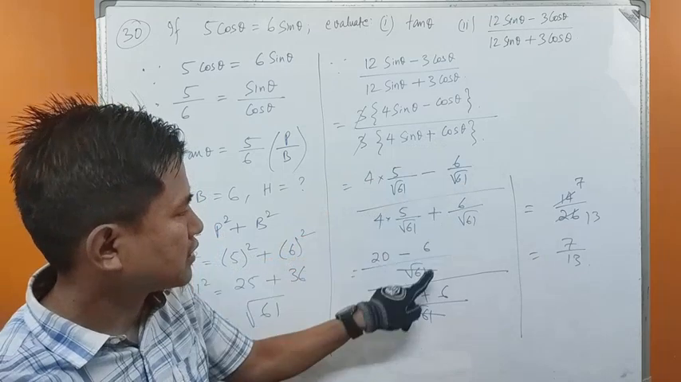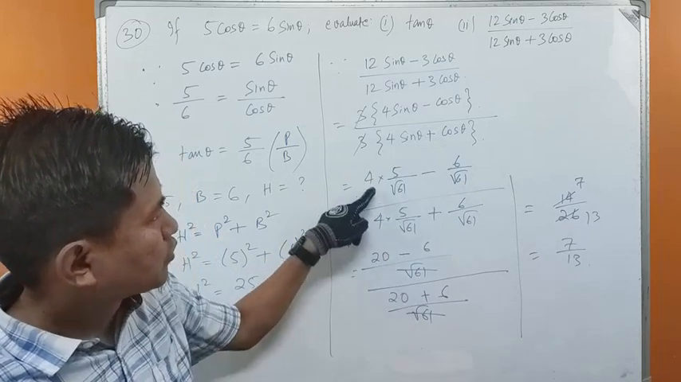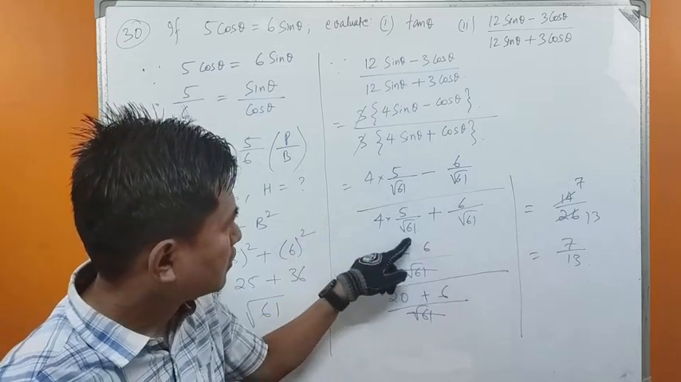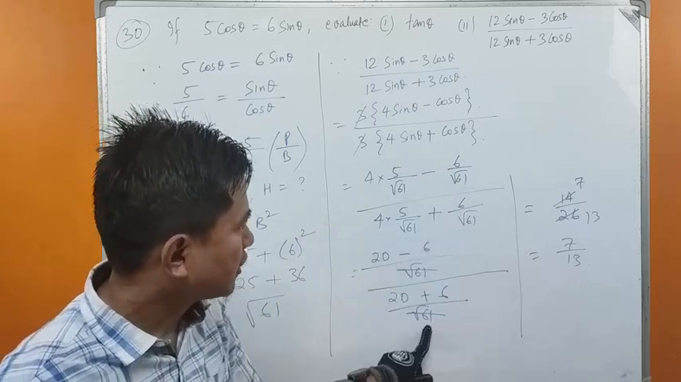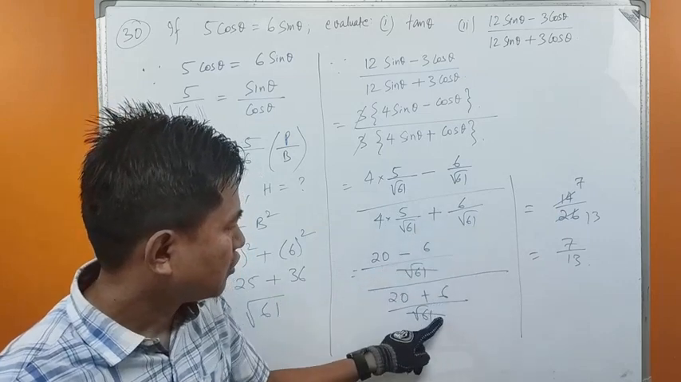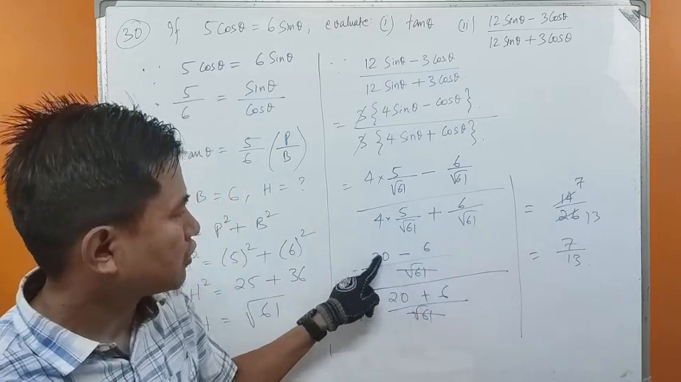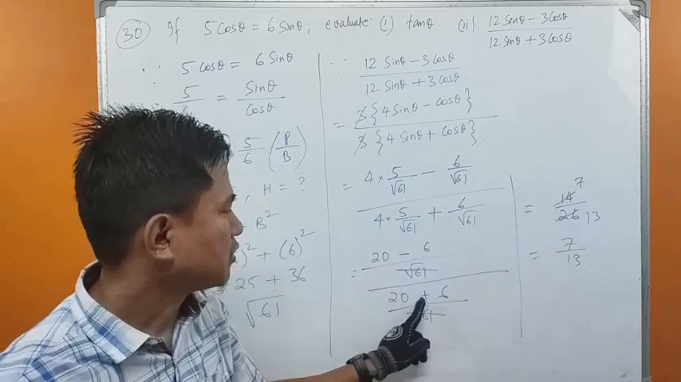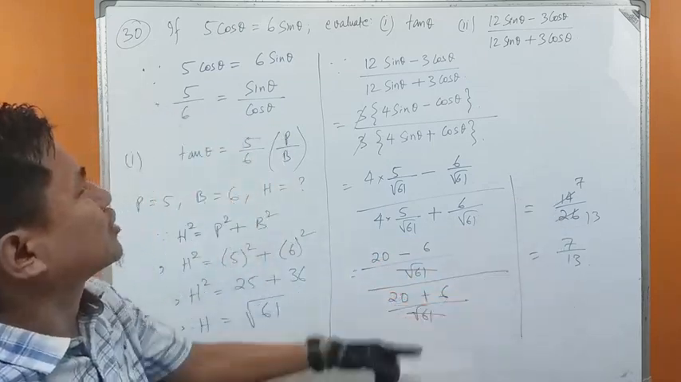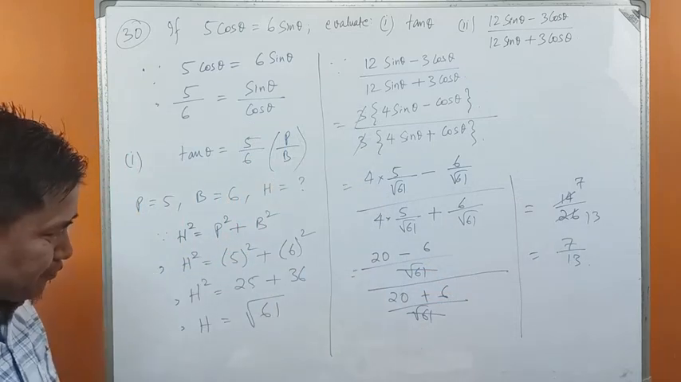Now root 61 is the LCM in the numerator. So 4 5s are 20 minus this 6, whole upon root 61 is the LCM in the denominator, 4 5s are 20 plus 6. Root 61 cancels out. 20 minus 6 is 14. 20 plus 6 is 26. Cancels out. So 7 upon 13 is the answer for question number 2 of 30.